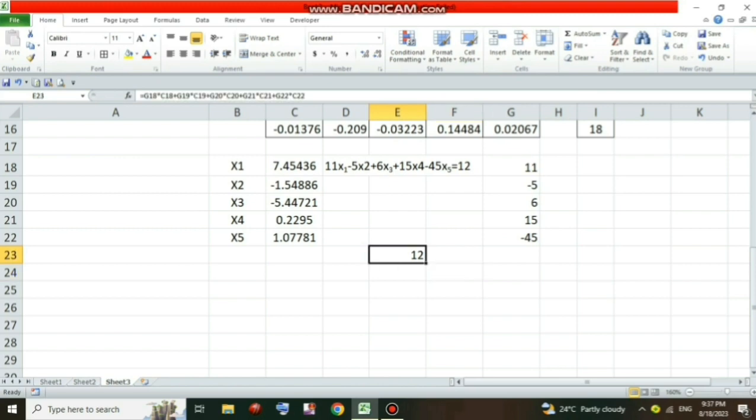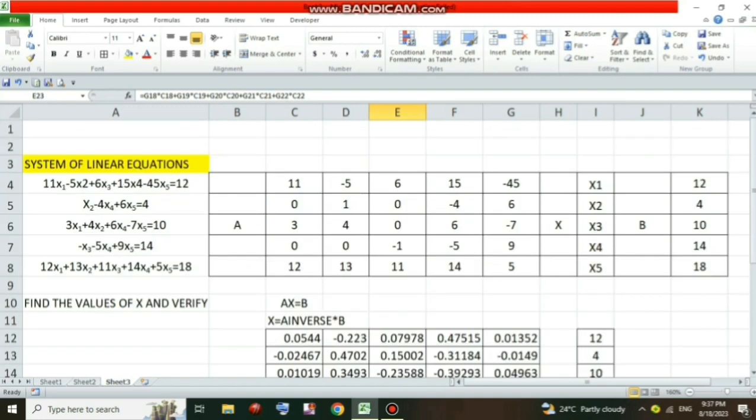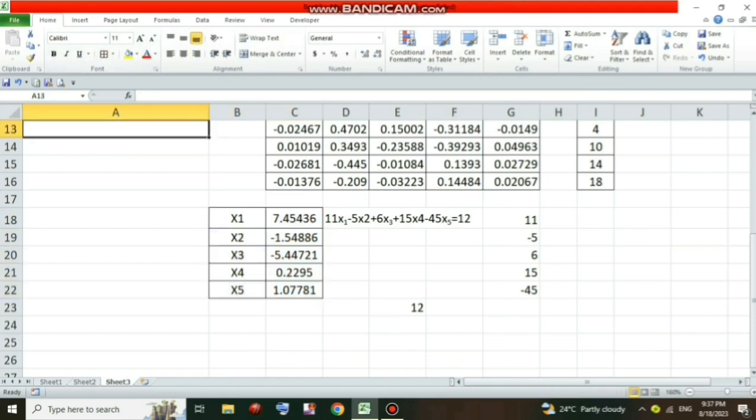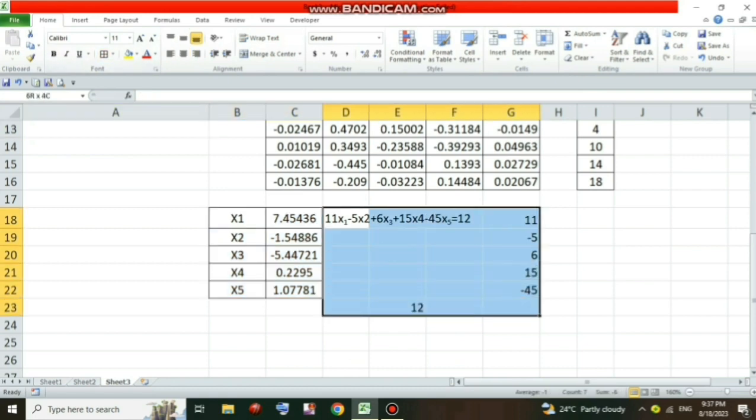So this is the final solution of the system of linear equations. These are the final answers. Let me put a border around them and delete all this.